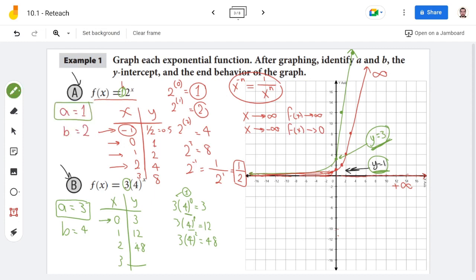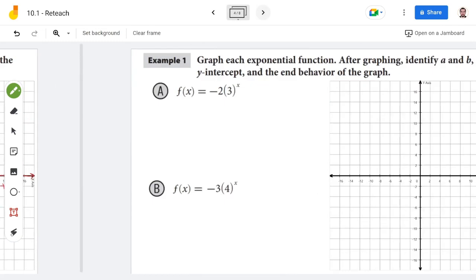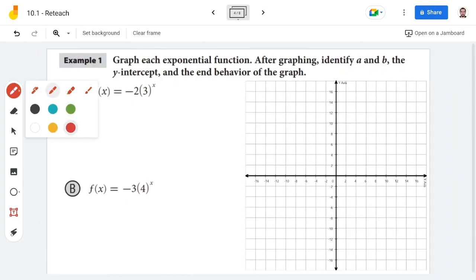Same thing happens with the green one. When x goes to positive infinity, f of x goes where? To positive infinity. Same thing when x approaches negative infinity, my f of x is approaching what value? It's approaching 0. Clear?